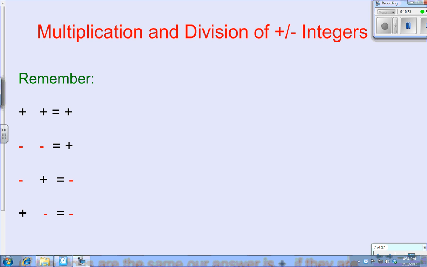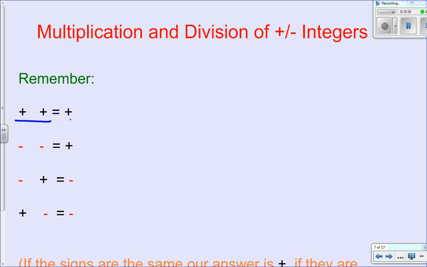Let's move on to multiplication and division of positive and negative integers. This chart right here will give you a huge hint on how to complete them. When you are multiplying or dividing two positive numbers, your answer will be positive. When you are multiplying or dividing two negative numbers, your answer will also be positive.